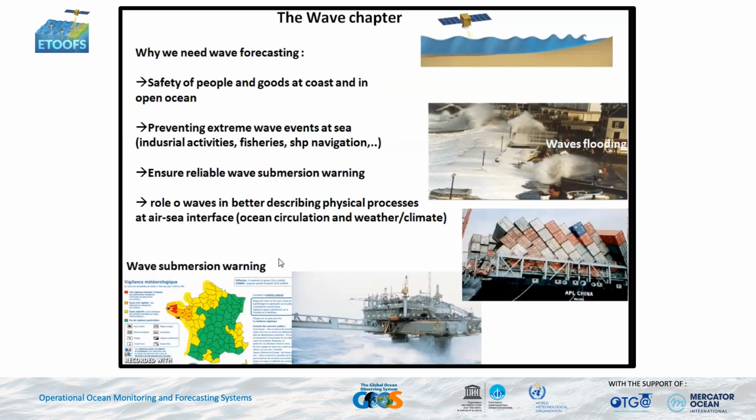coupled system. And for this, it is really important to have the best description of sea state. One of the objectives of this chapter is also to help operational centers to implement in an easy and efficient way a wave system, and then to respond to their needs in terms of safety of people and industrial activities in ocean and the coastal seas.